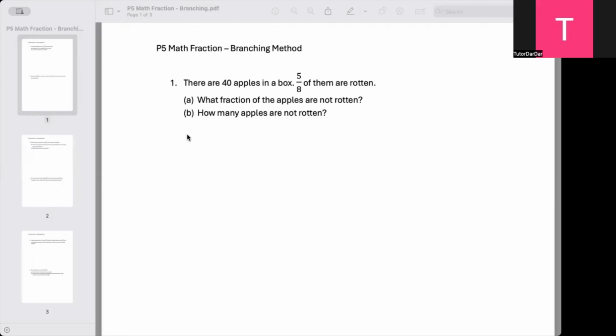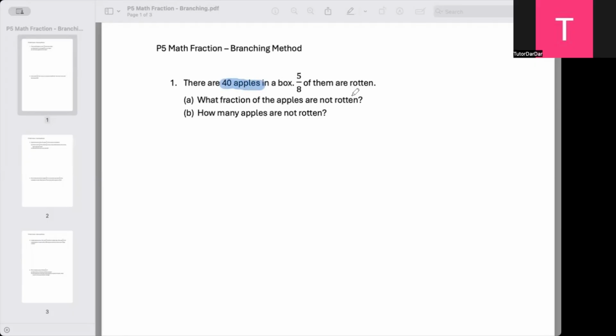Hello everyone. Today we are going to learn about the branching method. This branching method is very useful for fraction problems like this. Now, let's start. There are 40 apples in a box.